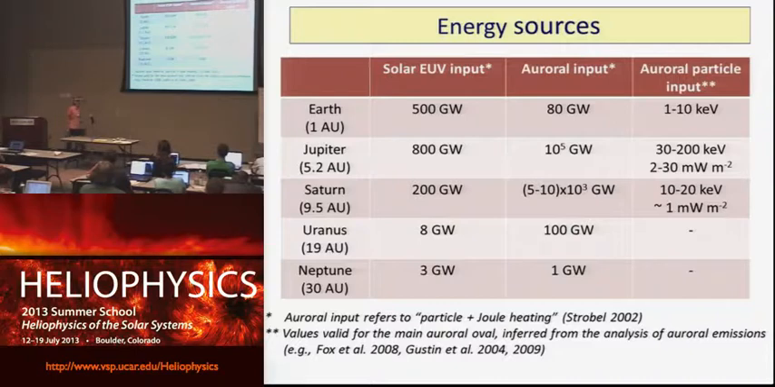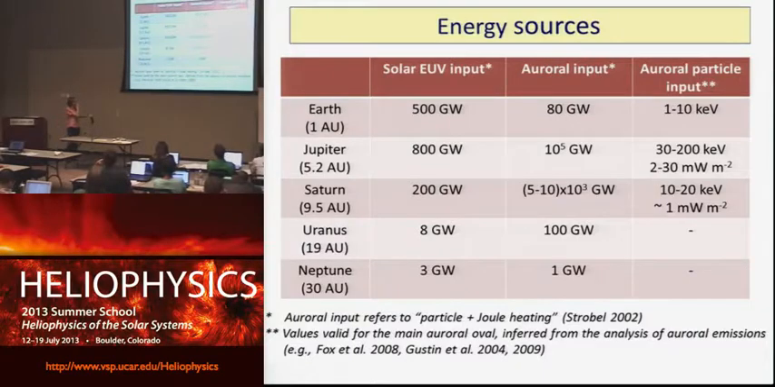So now, what I would like to look at is, I've mentioned those two ionization sources. What is the relative importance of each of them? I show that in this table for the outer planets along with the Earth. So for Earth, clearly the solar EUV input is dominant compared with the auroral input. At Jupiter, with this very strong magnetosphere, Fran really made a point this morning about it, the auroral input is significantly larger compared with the solar EUV. It's also true at Saturn and Uranus, though the ratio is not as strong.